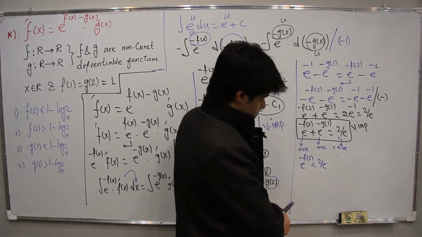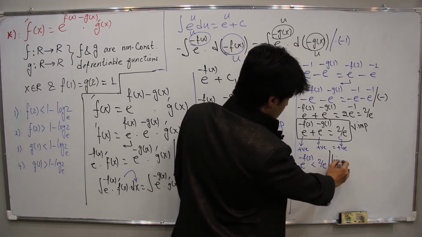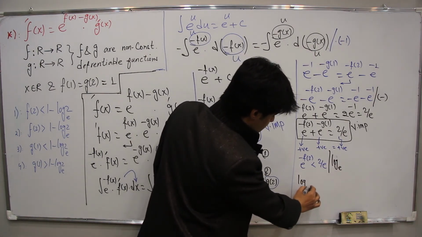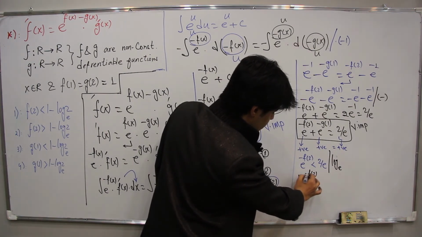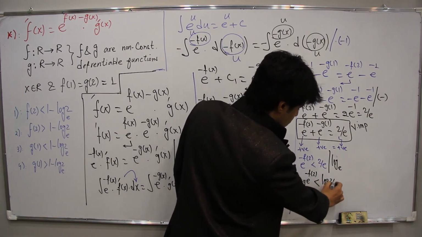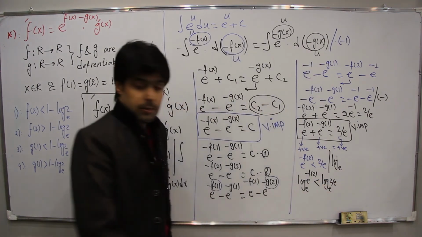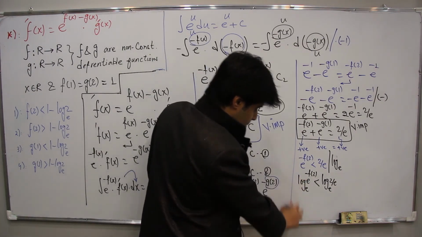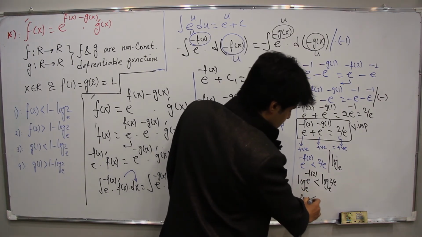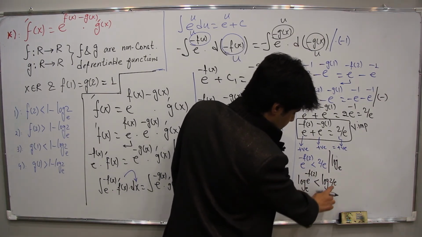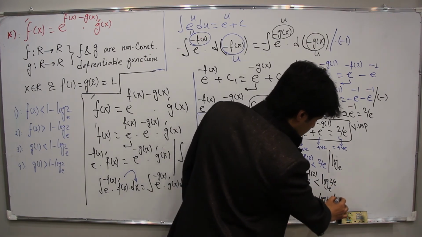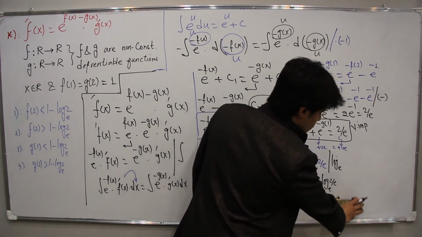Now I have to take log on both sides with the base e. Now I can write log base e to the power minus f2 is less than log 2 divided by e to the base e. Now we bring this minus f2 in here, minus f2, and log e to the base e is 1, is less than this one. This division goes to subtraction, log 2 to the base e minus log e to the base e, and log e to the base e is 1.